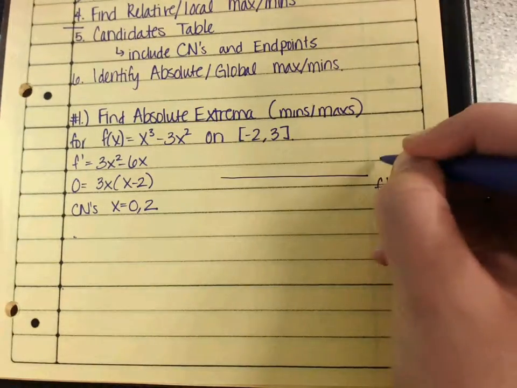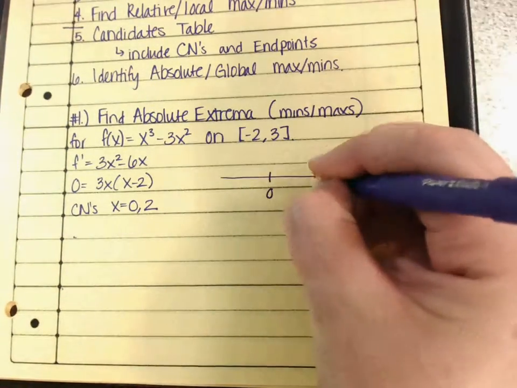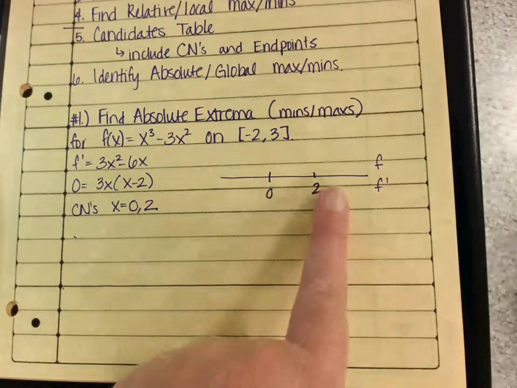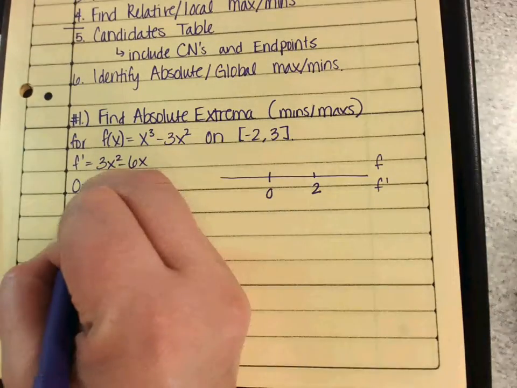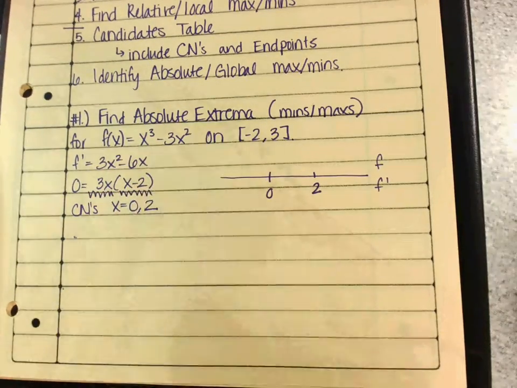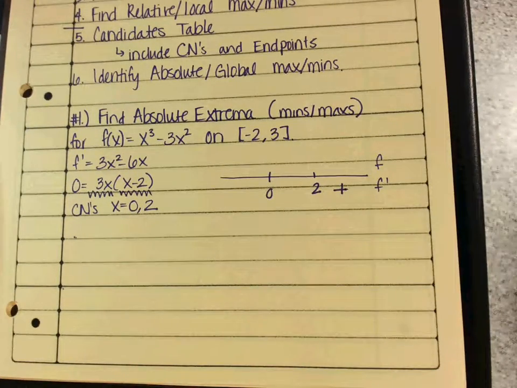F prime on the bottom, f on top. Remember, that's what we learned about yesterday, is the relationship between those. Okay, 0 and 2 go on my number line. I am not going to write down the sign analysis. We're just going to do it out loud. So let's say I pick 3. I'm plugging in right here. What's 3 times 3? Positive or negative? What's 3 minus 2? Multiply 2 positives. Positive overall.